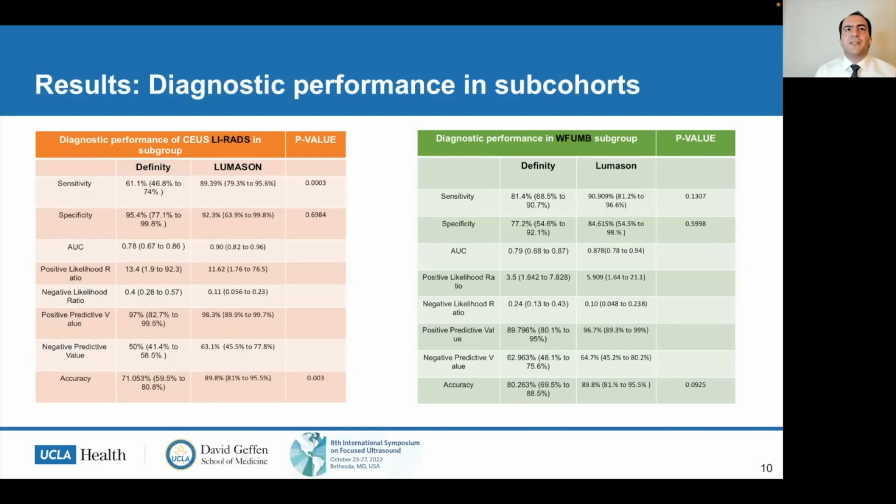We also compared the diagnostic performance of the two protocols in the Definity and Lumason subcohorts. Using the LI-RADS protocol, sensitivity, specificity, area under the curve, and accuracy were higher in the Lumason subcohort versus the Definity subcohort. The same trend was observed using the WFUMB protocol: sensitivity, specificity, area under the curve, and accuracy were higher in the Lumason subcohort versus the Definity subcohort.